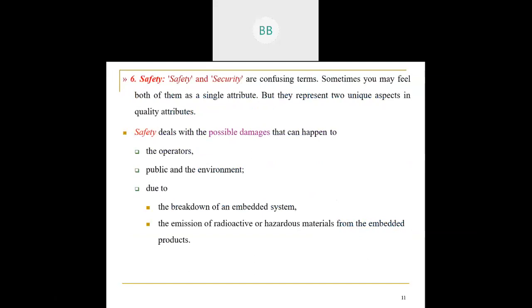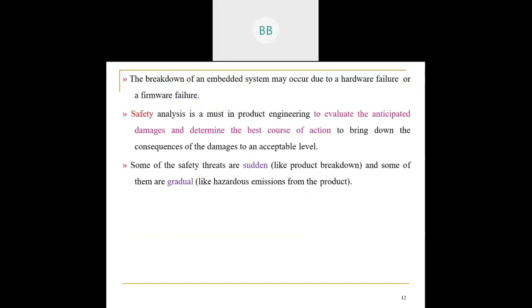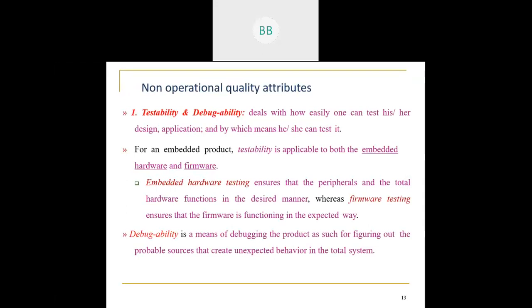public as well as the environment due to a breakdown in an embedded system, or due to the emission of radioactive signals or hazardous materials being used in the embedded products. So, safety analysis is a must to evaluate the anticipated damages and determine the best course of action to bring down the consequences of the damages to an acceptable level. So these are some of the operational quality attributes.